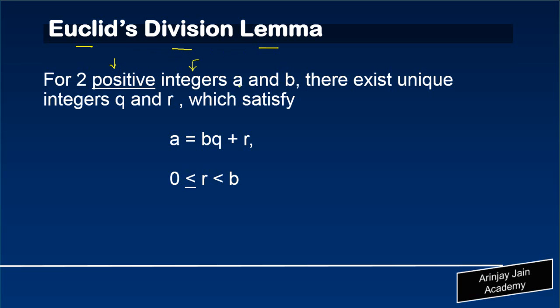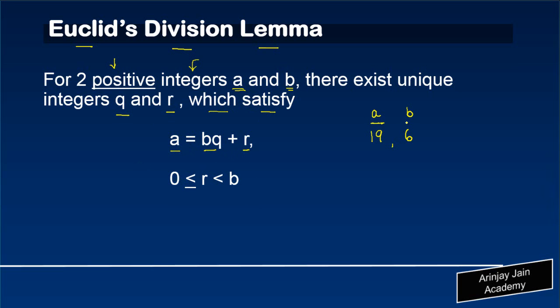For two positive integers a and b, and this could be anything. So let's say, for example, I say 19 and 6. These are two positive integers. So let 19 be equal to a and 6 be equal to b. For two positive integers a and b, there exist unique integers q and r, which we will see, which satisfy a is equal to b times q plus r.